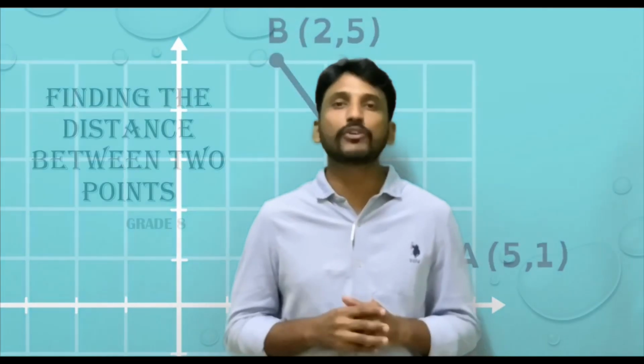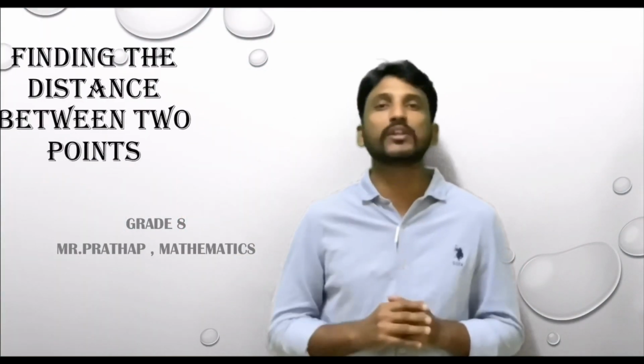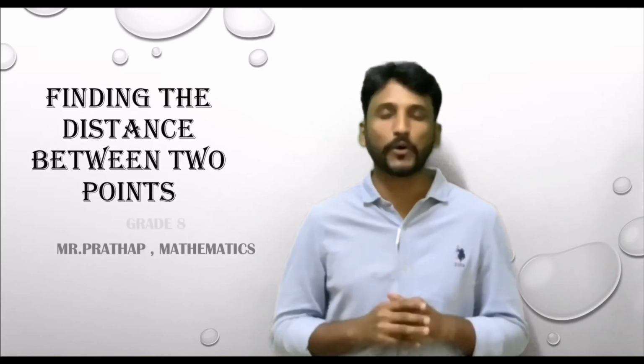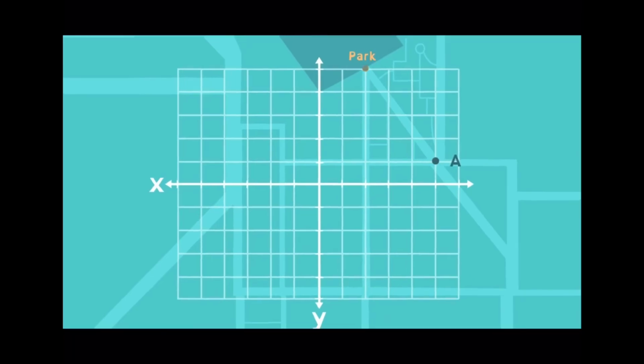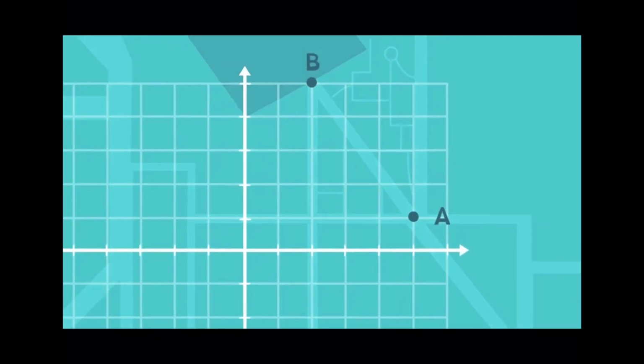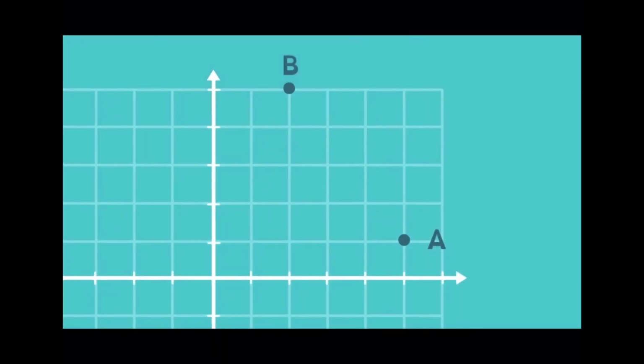So the topic for this week is finding the distance between two given points. And how do you find the distance between two given points? Using the Pythagoras rule. So let's jump into our topic and learn how to apply the Pythagoras rule to find the distance. Let's start with a real-time example in which we find the distance between the home and the park, where I'll name the home as A and the park as B.